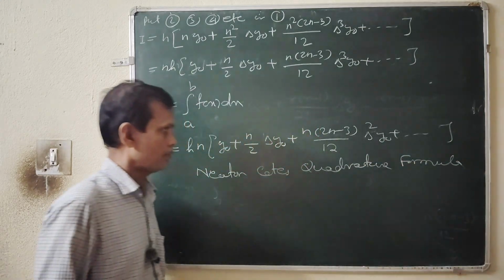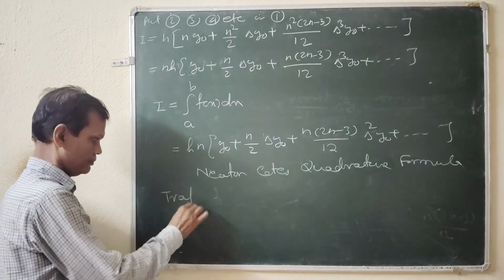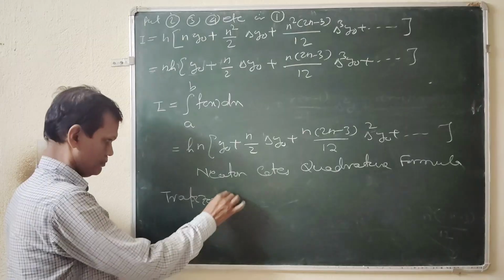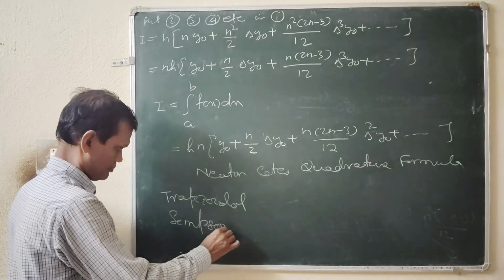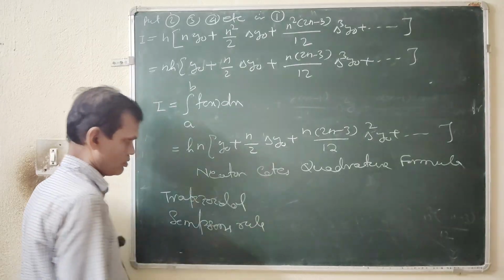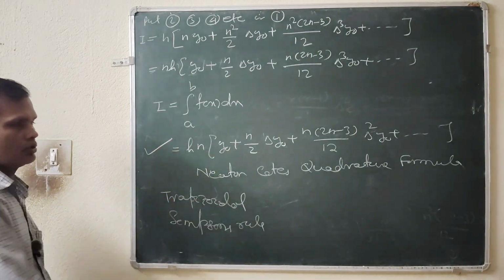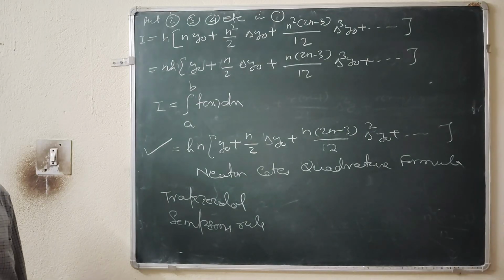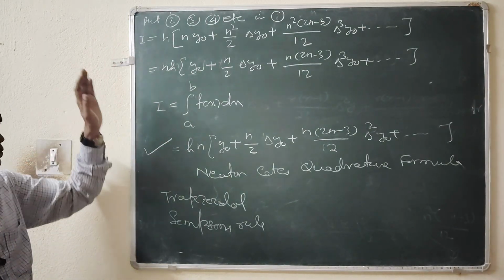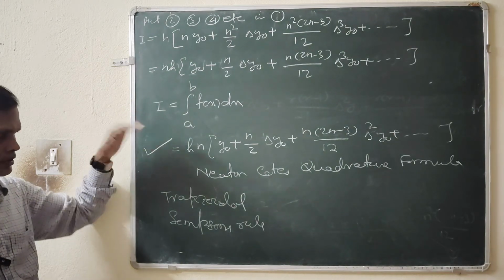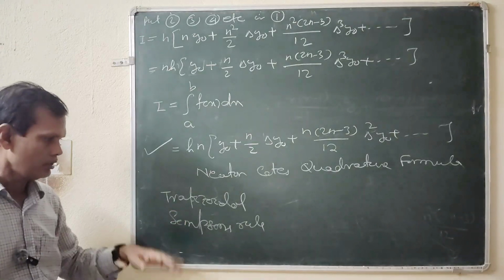Why is this formula important? Later we will study the trapezoidal rule and Simpson's rule. These two rules will be derived from this Newton-Cotes Quadrature Formula. That is why I derived it, which is very simple. I derived what the Newton-Cotes Quadrature Formula is, and after that, from this formula we will derive the trapezoidal rule and Simpson's rule.